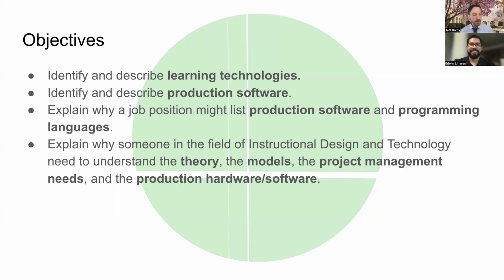We have a couple of objectives. We're going to first identify and describe learning technologies. We will identify and describe production software before transitioning into explaining why a job position might list production software and programming languages in their job description, and then why somebody in the field of instructional design and technology needs to understand the theory, the models, project management needs, and the production hardware and software. So a lot to cover.